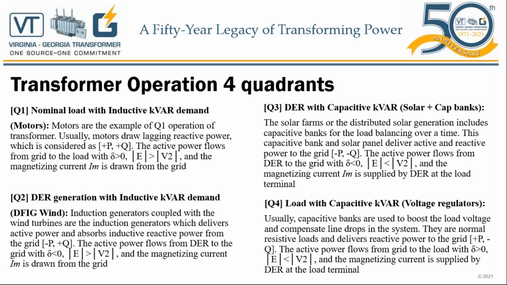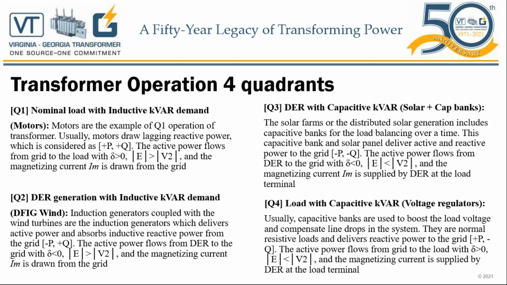When we look at the second quadrant, the DER, which is the distributed energy resource, generation with inductive kVAR demand. As an example, wind. The induction generators coupled with the wind turbines deliver active power and absorb inductive reactive power from the grid, creating a negative P but still a positive Q. The active power flows from DER to the grid with phase displacement less than 0. E is still greater than V2, so the magnetizing current IM is drawn from the grid.